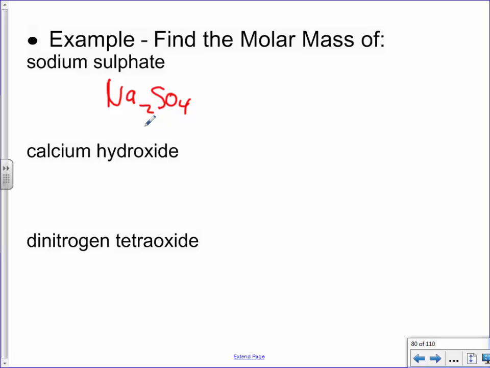But really, a sodium sulfate is made up of a whole bunch of smaller things. Sodium sulfate is made up of 2 sodiums, 1 sulfur, and 4 oxygens. So my question is, well, how heavy would I expect it to be? Does that make sense? So you can visualize this a lot of different ways. Here's how I do it.